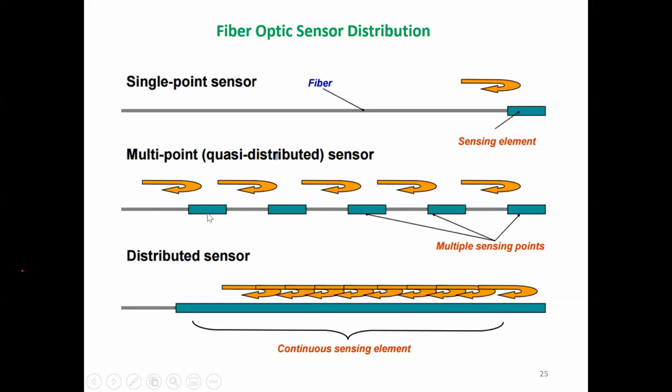At this point we can sense, but only at that point. Between these two sensors, we cannot measure anything in between. To overcome that, we have made distributed sensors, where all the points, the fiber itself, has become a sensor. So this is also possible. This is called continuous sensing elements, and this is a very interesting application in gas pipelines, oil pipelines, bridges, or any structural health monitoring.